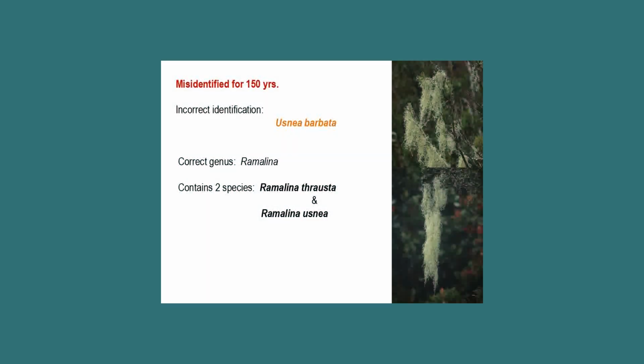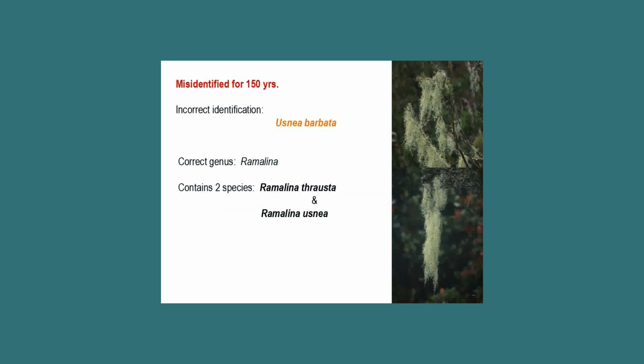Take Usnea barbata, the old man's beard lichen. For over 150 years, this was known as Usnea barbata, or old man's beard, but actually we don't have that lichen in Sri Lanka, or even in India. The reason was that this lichen was first collected by one of the European researchers, and he simply named it Usnea barbata, following the European lichen. So even our so-called Usnea barbata is not in that genus. It's in a completely different genus called Ramalina.